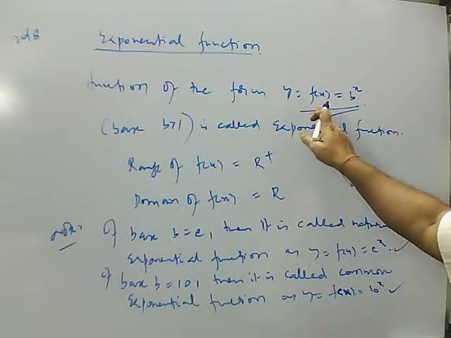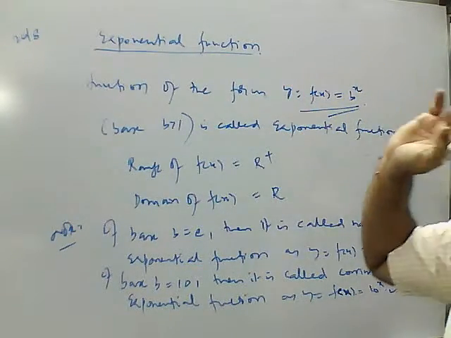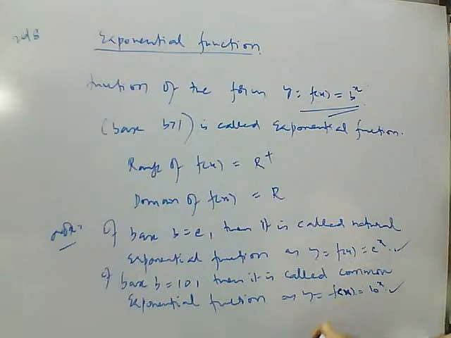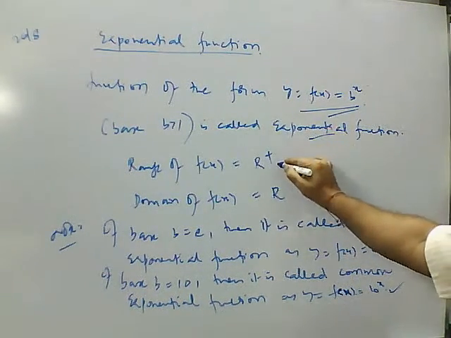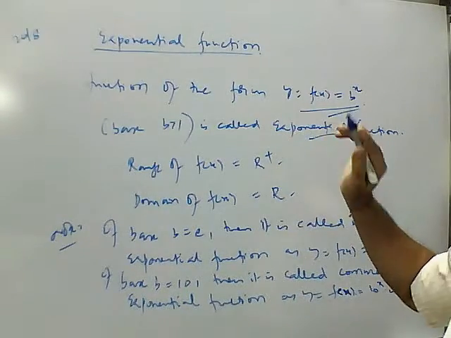Any function of the form f of x is equal to b power x, b greater than 1, because e and 10 are also greater than 1 only. And it is called the exponential function. The domain is R, and the range is R plus.